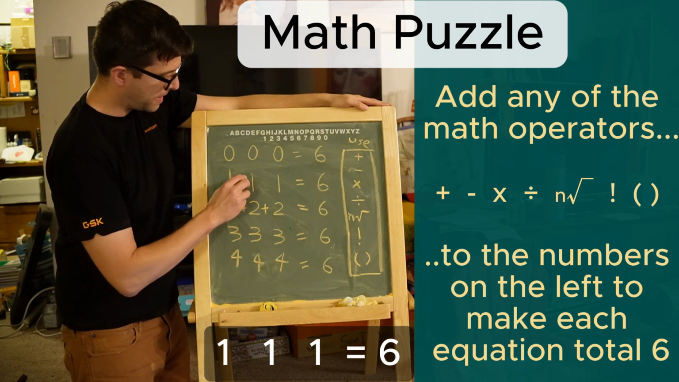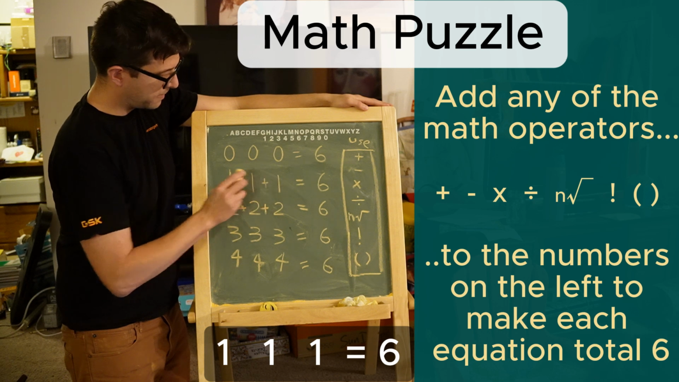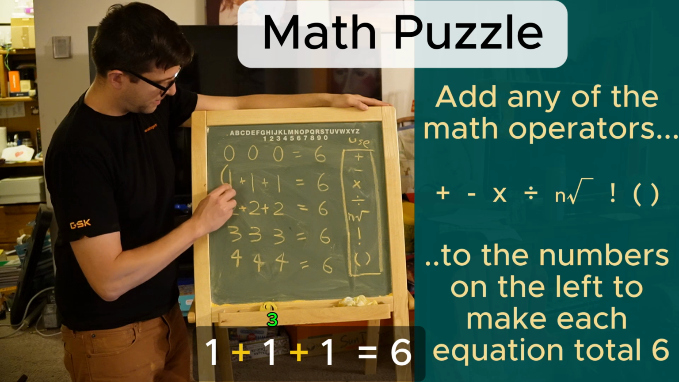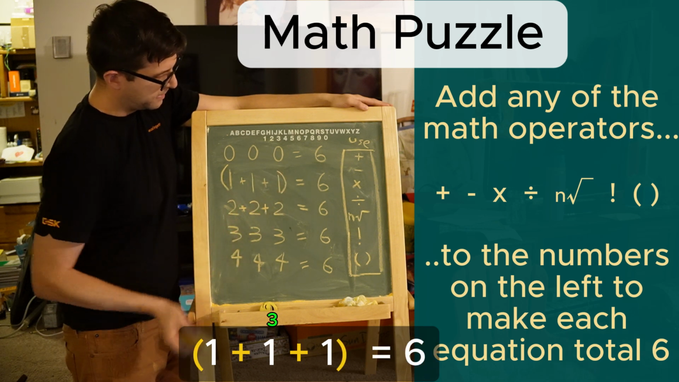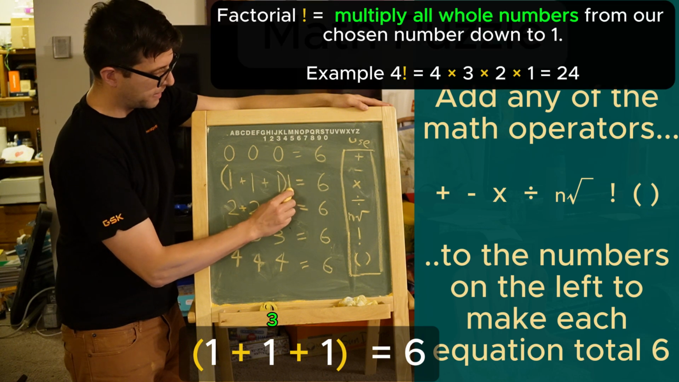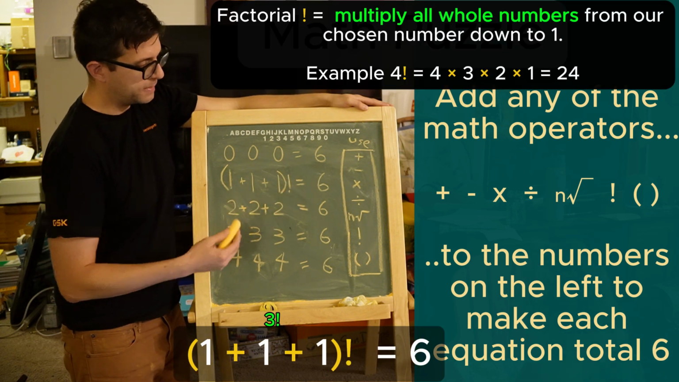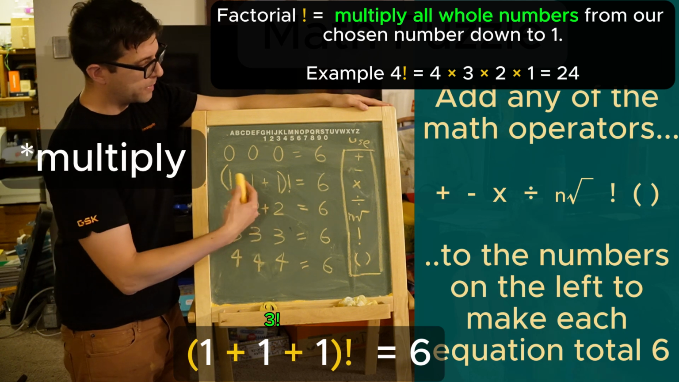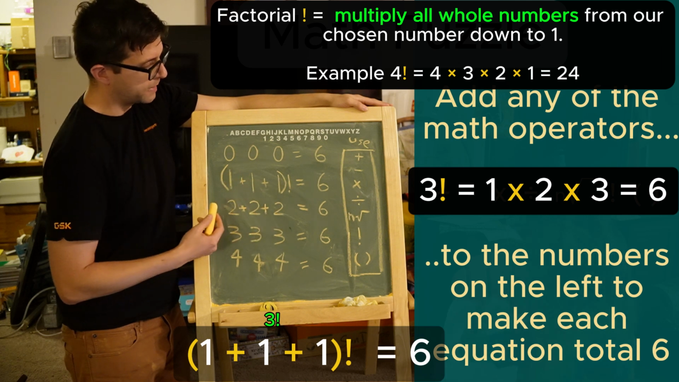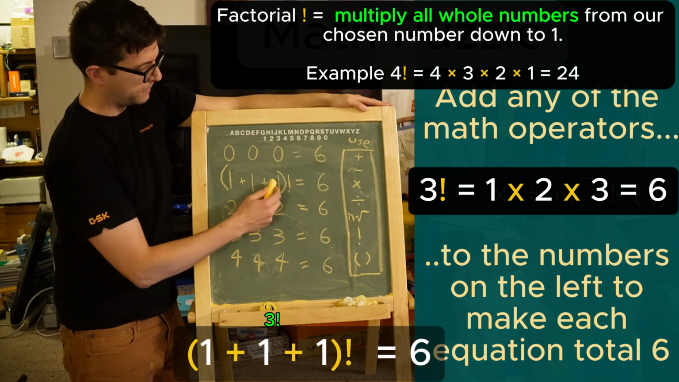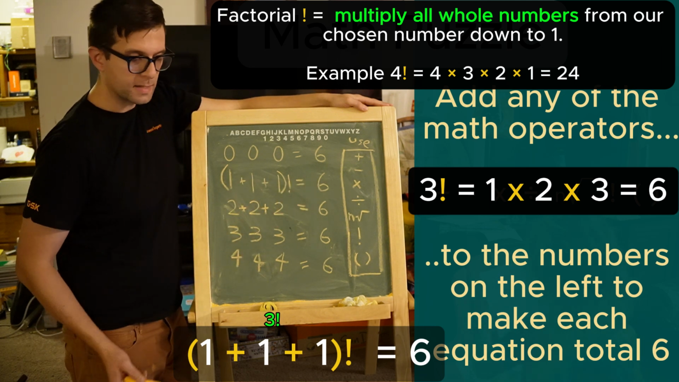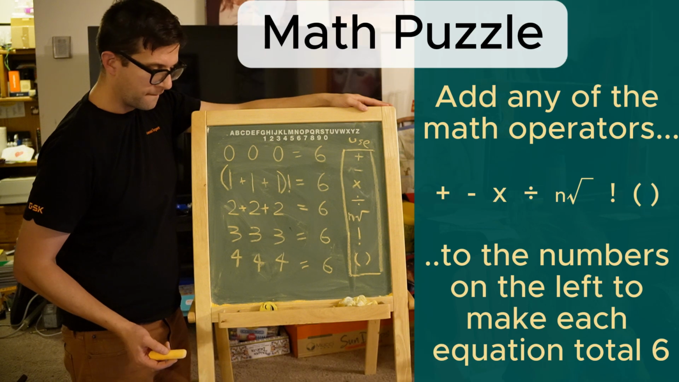So let's see, if we get 1 plus 1 plus 1, that's 3. Now, if I put parentheses around this, so I have the number 3 inside these parentheses. Now, if I add a factorial here, that's going to tell me to multiply all of the numbers that lead up to 3. So 1 times 2 times 3 is what factorial would be for 3. So 3 factorial would actually be 6. So that's the solution to 1.